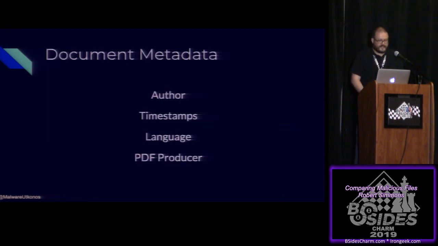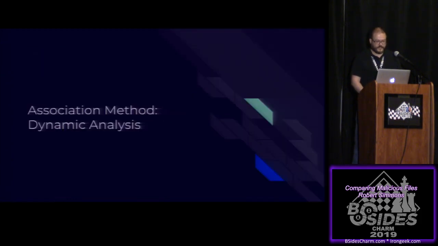So, document metadata. As we saw earlier, some of the document metadata is very important. These are some of the most important: author and PDF producer. Those are the same thing, just one is in PDF land and one is in Office. Then timestamps, language, all these can be used to relate files and find new ones that are related to ones that you already have. Now let's talk about dynamic analysis.